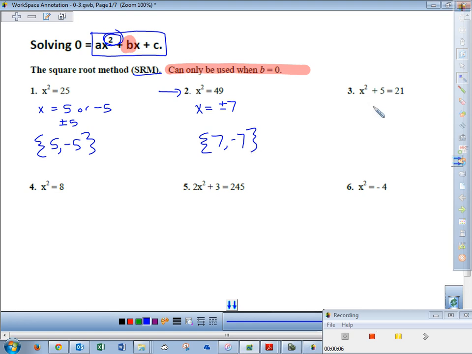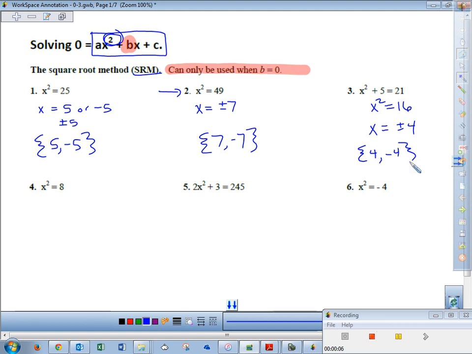So let's subtract 5 from both sides. 21 minus 5 is 16. Man, I love 16. What's so great about 16? Perfect square. So we can square root both sides and we'll get a nice, neat integer. Square root of 16 is plus or minus 4. Those came out pretty. 4 or negative 4 are the solutions.